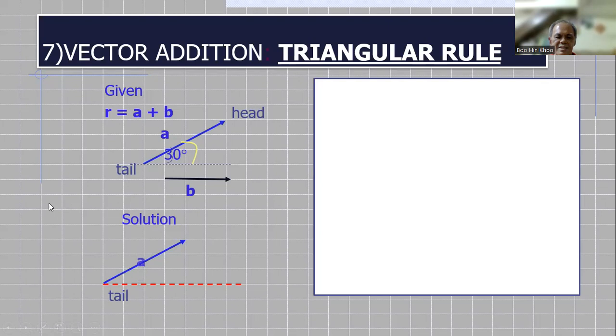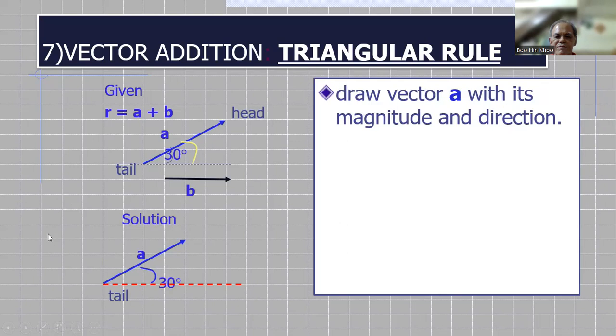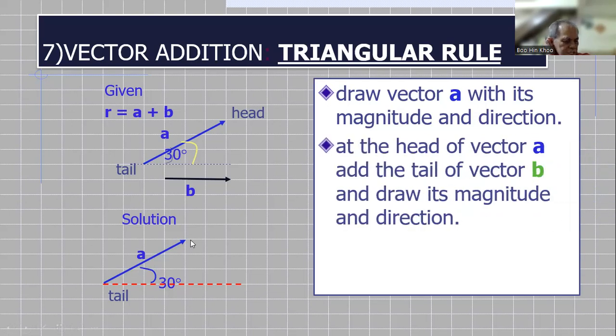As a tail, as A. So you start drawing from A, from the tail to the head. So at the head here, you place this one there. But remember, this is 30 degrees. There's a 30 degrees there. So draw vector A with its magnitude and direction. If it's scale drawing. If it's a sketch, you don't need to measure the length at all.